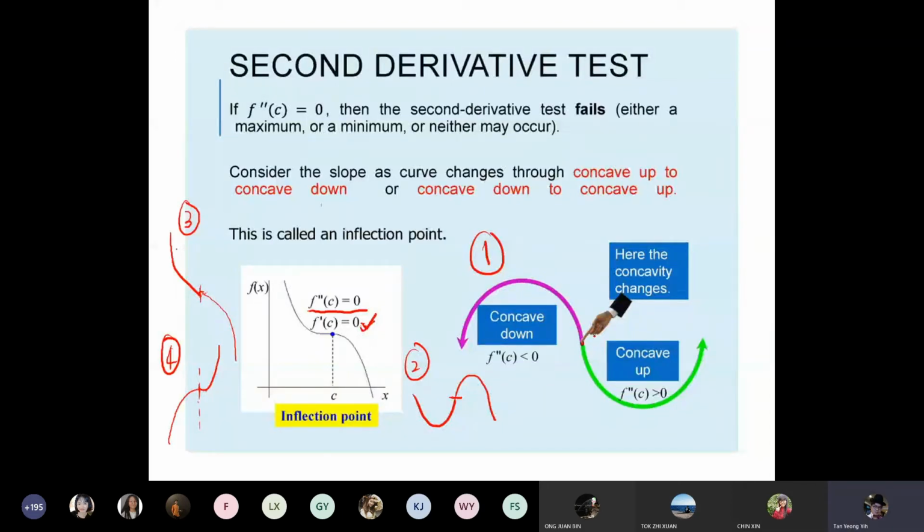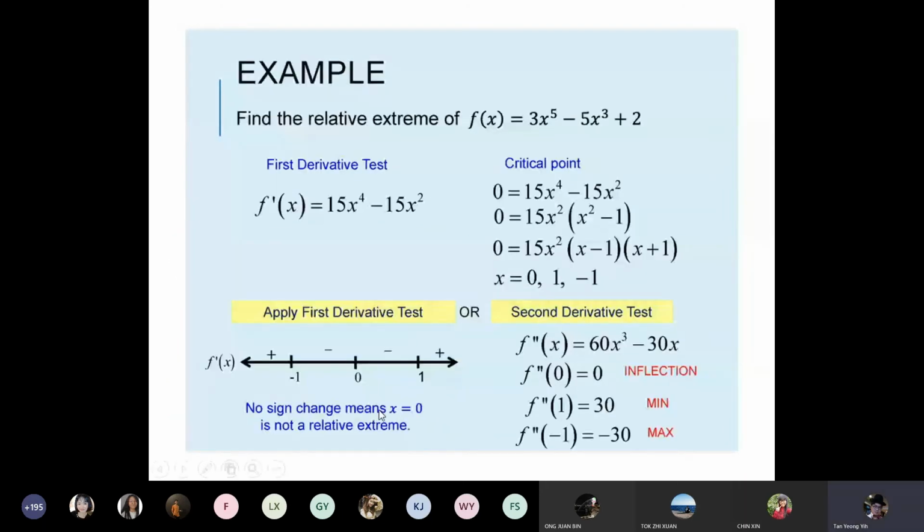But take note, when I say the sign, it does not consider here. What I mean is this one and this one. It does not consider this one and this one. Just right before this point, it will be negative to negative. It does not change the sign of the slope.